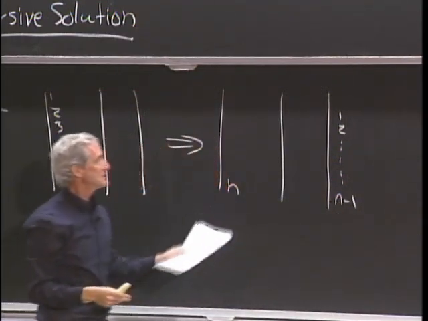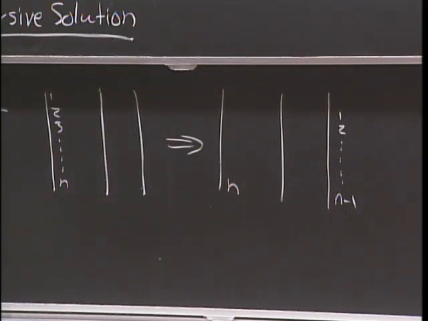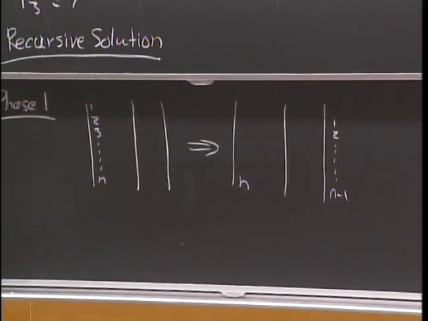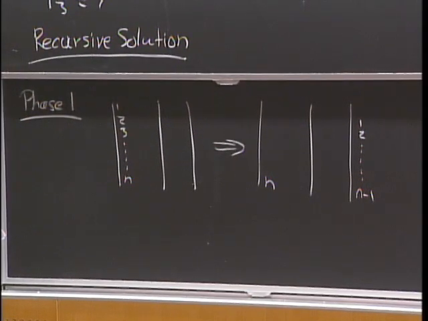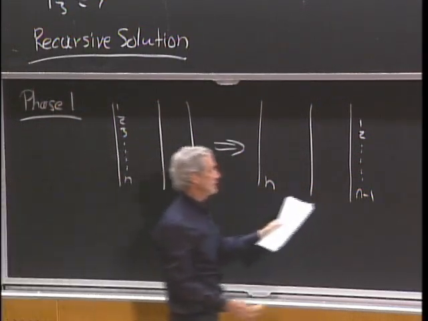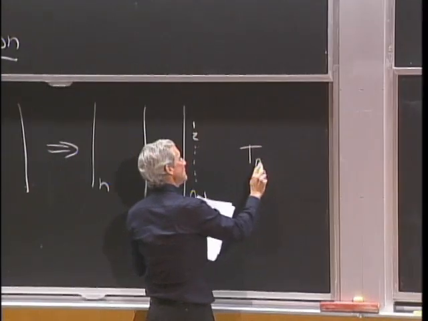How many steps does that move take? That series of moves, that phase, in terms of T? T of n minus 1, because I'm taking an n minus 1 disk stack and moving it, so that is T of n minus 1 steps.